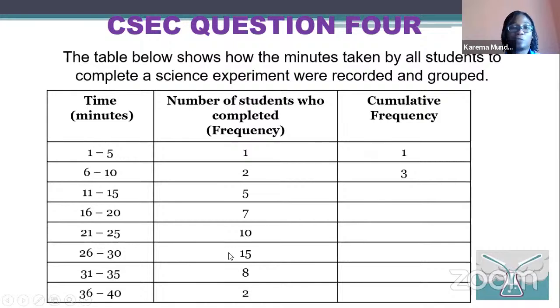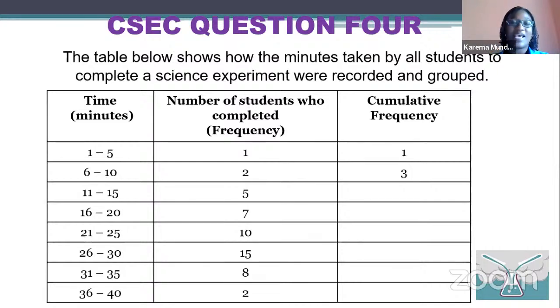So question 4. The table below shows the minutes taken by all students to complete a science experiment, which were recorded and grouped. All right, so we have, again, grouped data. We have the frequency this time. So this is more like what we're accustomed to. Probably that's why question 3 gave a little bit more trouble than the others. But as I say, you may want to go back and watch our discussion again, just to ensure you get it. But this one is similar to what we're accustomed to.